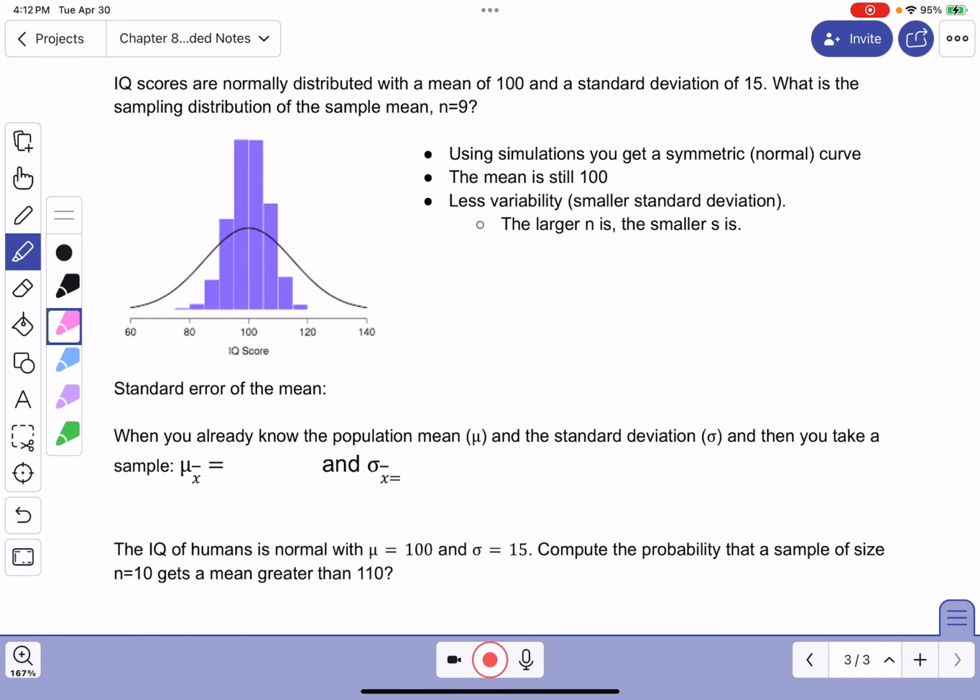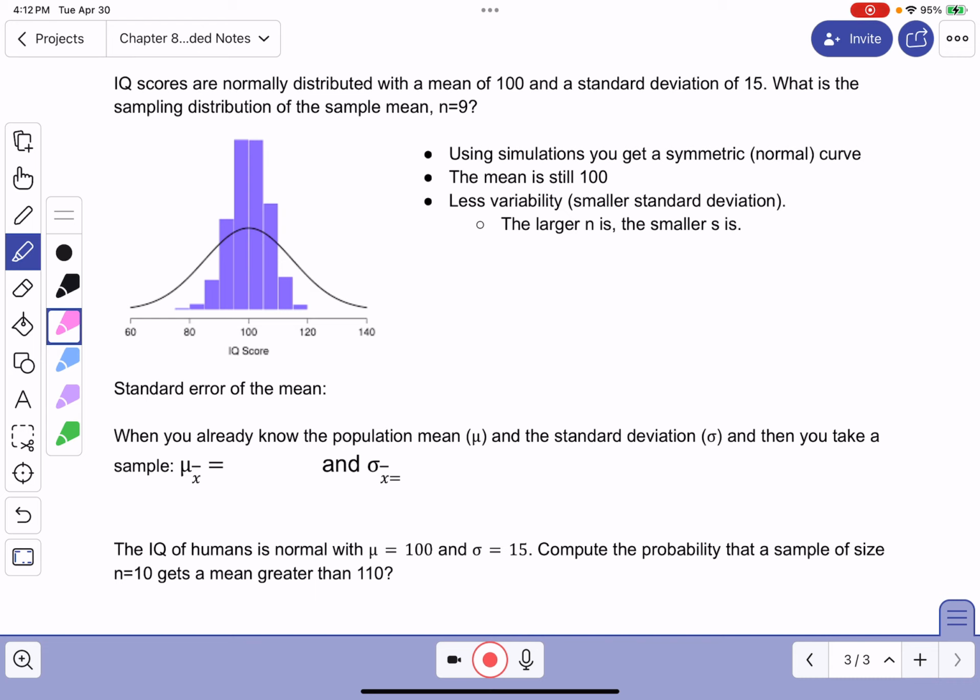So let's look. IQs are normally distributed with a mean of 100 and a standard deviation of 15. So this is the world. This is the population. And then we want to know the sampling distribution of the sample mean, n equals 9.